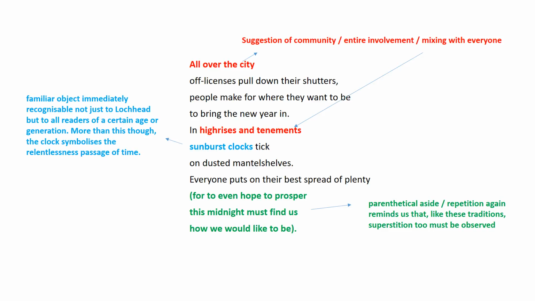So we start here with all over the city with the word choice. Really suggests that community, everybody's involved, everybody mixes with each other, and we get that from the high rise and the tenements there. It's really a big community thing, New Year in Scotland.